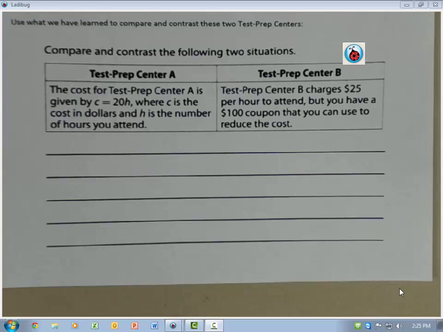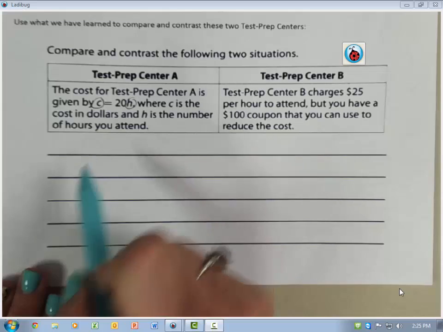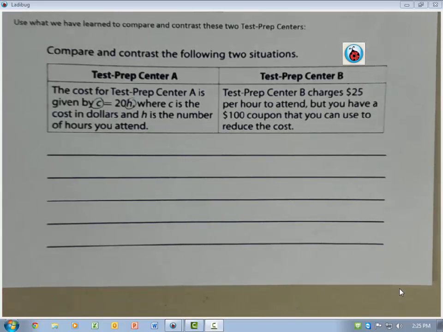Alright, so we have to compare and contrast. We're almost done, guys. Compare and contrast the following two situations. Test Prep Center A. The cost for Test Prep Center A is given by C equals 20H, where C is the cost in dollars and H is the number of hours we attend. Test Prep Center B charges you $25 per hour to attend, but you have a $100 coupon that you can use to reduce the cost.